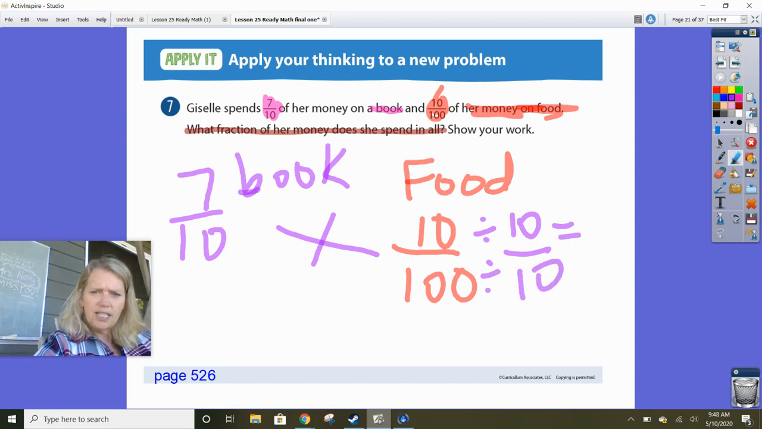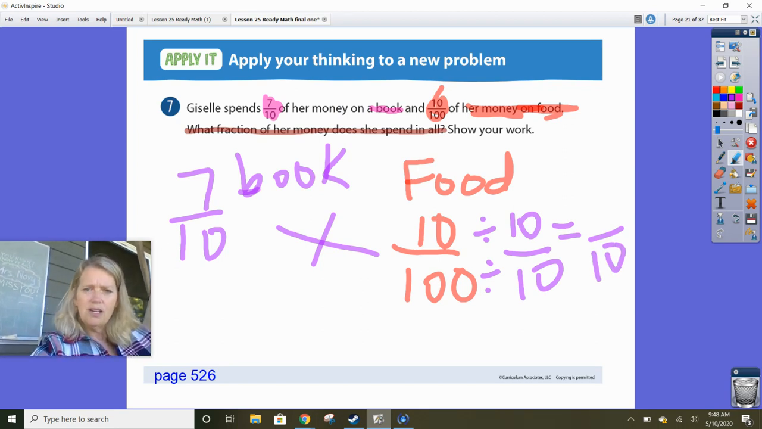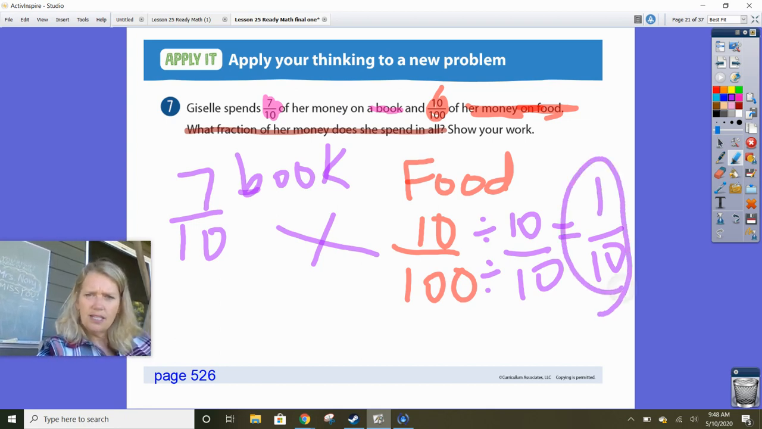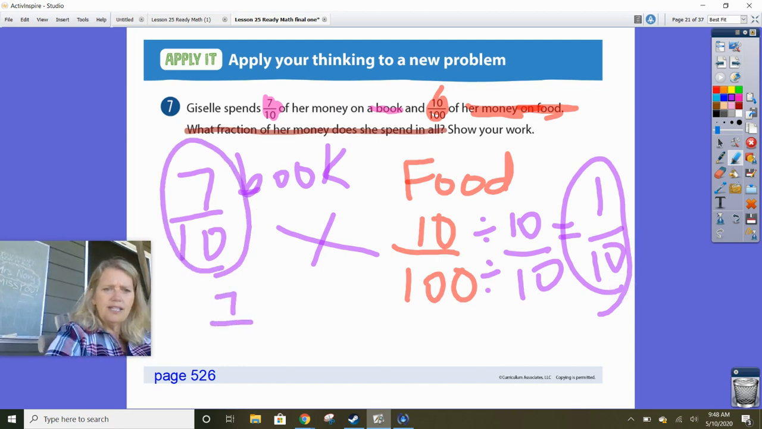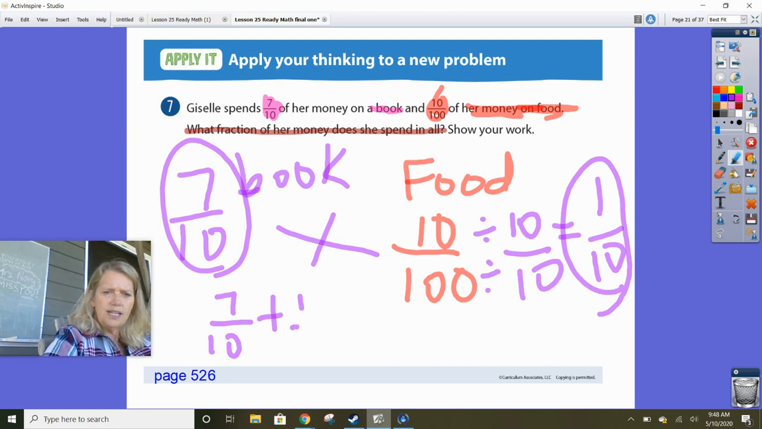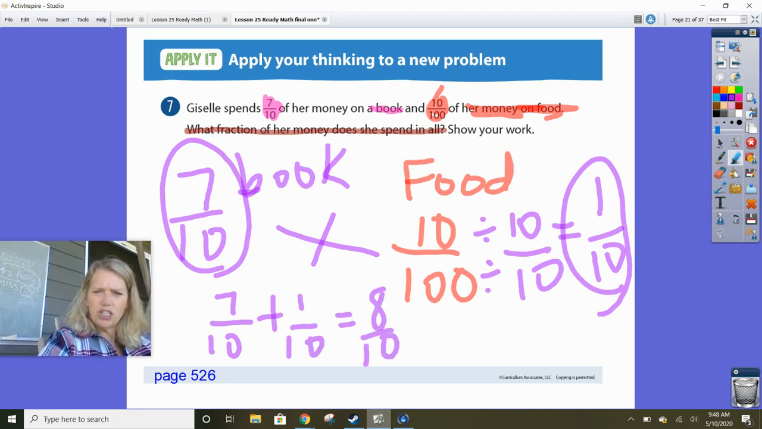Maybe I'll do that because we haven't done dividing yet. So if I change this to tenths, so I've got equivalent fraction strategy, but I'm changing it to tenths. 10 divided by 10 is 1. 100 divided by 10 is 10. So 1/10 of the money is on food, 7/10 on the book. So 7/10 plus 1/10 equals 8/10. So what fraction of her money? She spent 80% of her money.